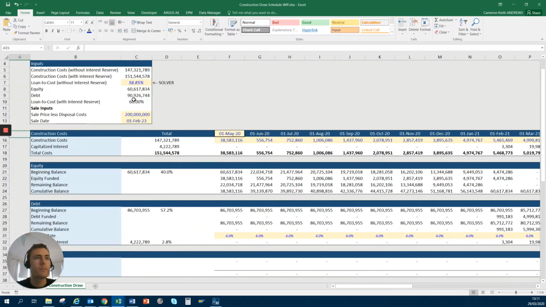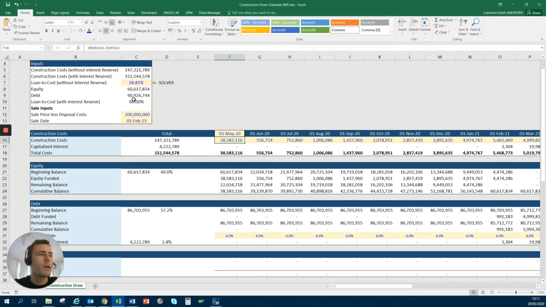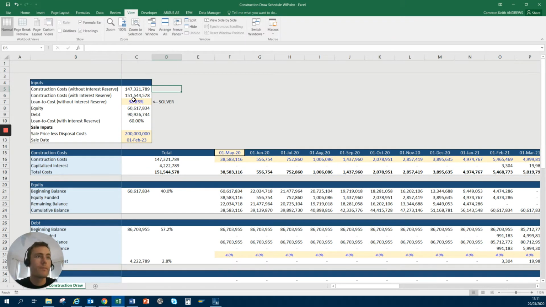Once that's done, that's going to get you to your actual total construction cost without the interest reserve or without the capitalized interest. You're going to want to go ahead and put in your expected sale price, the expected sale date, and your interest cost, and away you go. So pretty standard, actually. I'm just going to go up here and freeze these panes. There we go.